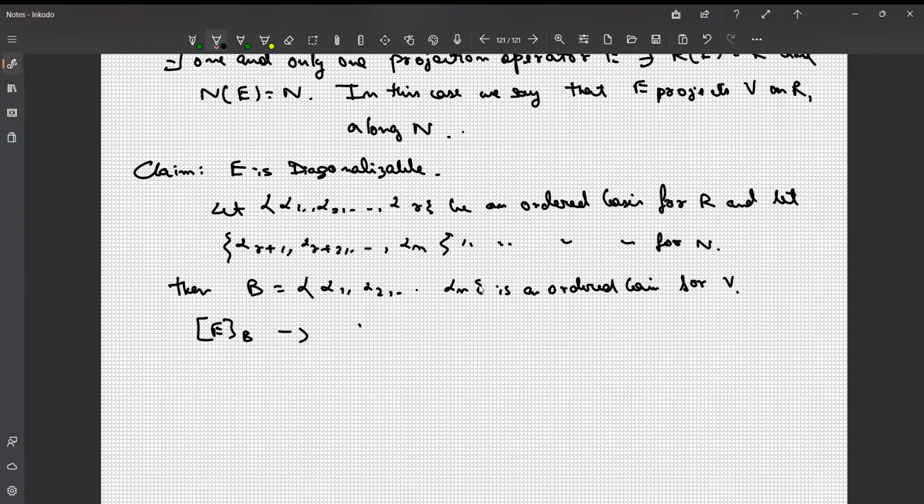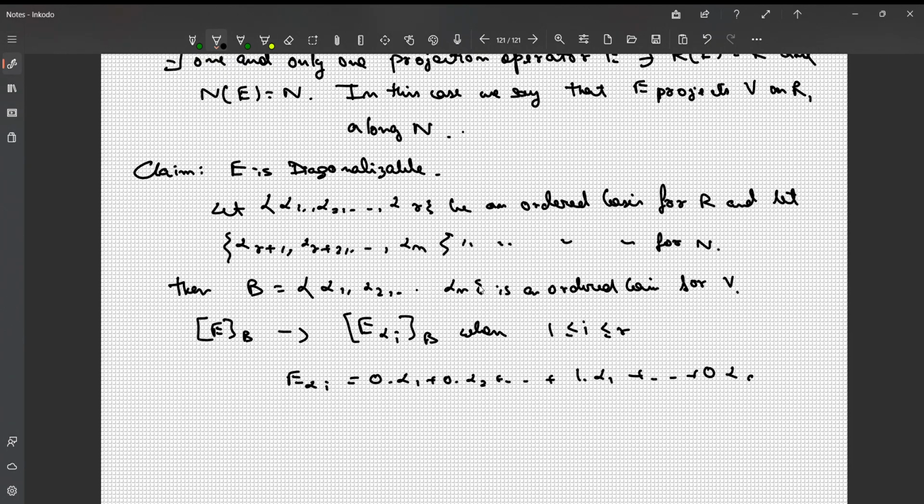Okay. So what is the coordinate matrix of E alpha i when i is less than or equal to r, greater than or equal to 1? So what is E of alpha i? Each alpha i is a basis element of the range space, so they obviously belong to the range space itself. So it's of the form 0 times alpha 1 plus 0 times alpha 2 and so on till 1 times alpha i, because it's obviously equal to alpha i, and so on till 0 times alpha n. So it admits the element 1 in the ith position and 0 in all the other positions.